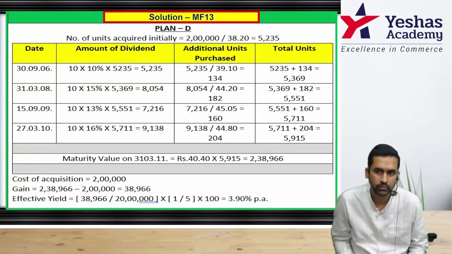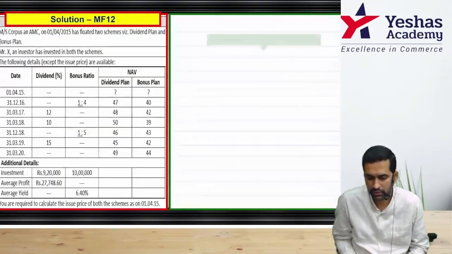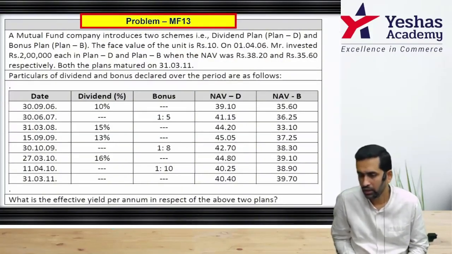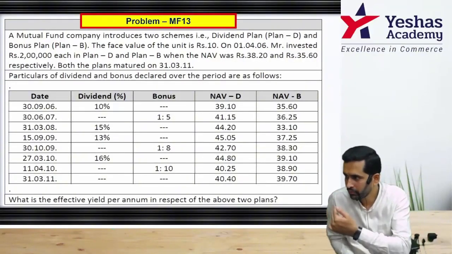Yes, this was one plan. Second plan is bonus, and I want you to try. Again, same way, start with original units, 2 lakh rupee divided by 35.6. Correct? Under bonus plan, it was not 38. Sorry, it was 35.6. And on top of that, you have to add bonus thrice into 1/5. Same table, units before, add bonus units, units after. Repeat this.